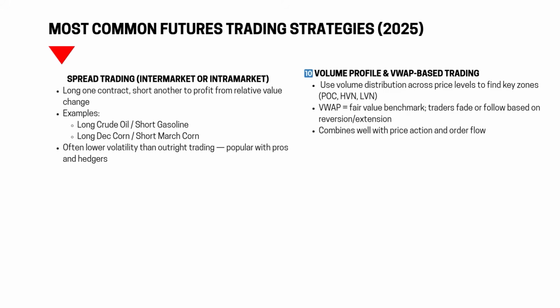So what we've got here now, spread trading, we've looked at before, but there are some other nuances to it. For example, you can trade intra-market, say crude oil versus gasoline. Another very popular strategy, there's a WTI Brent spread trade between those two crude oils, and you've got an example there, long December corn, short March corn, for example. Often lower volatility than outright trading, so popular with pros and hedgers.